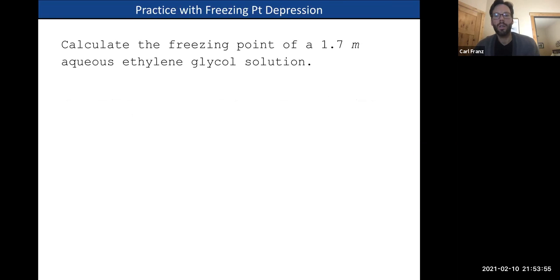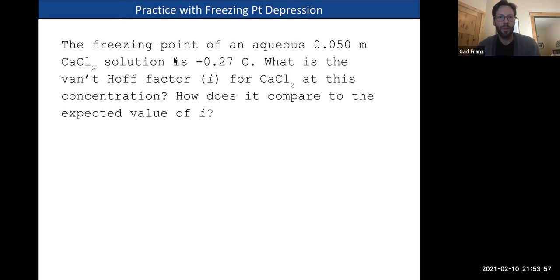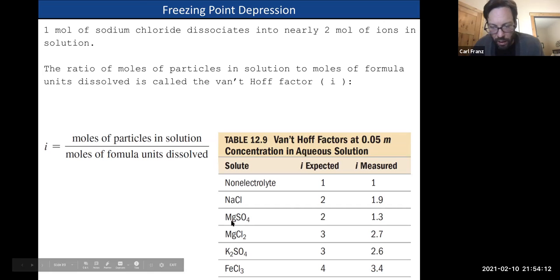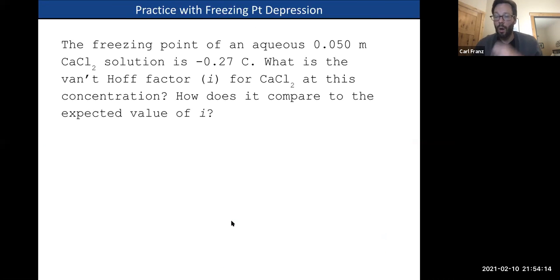Freezing point depression, what's this one? This is a problem where they want you to solve for i, calcium chloride. Then it says, how does it compare to the expected value? The expected value of calcium chloride is not in this table, but we know it's 1 calcium and 2 chlorines, so it should be an expected 3. When you actually calculate it out, it probably won't be exactly 3. I want to say when we did this, it was like 2.9.